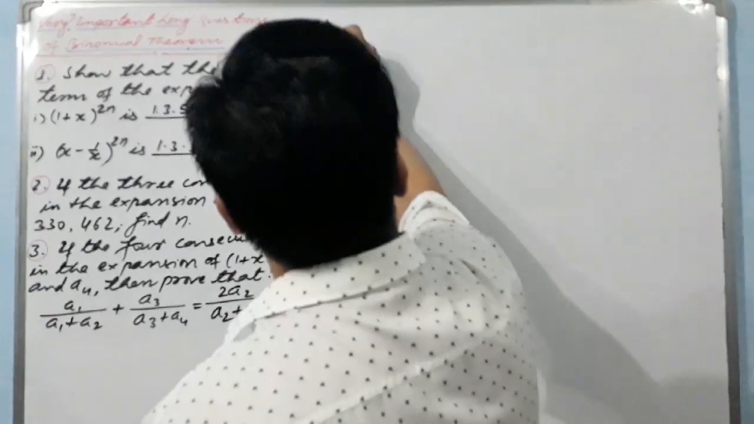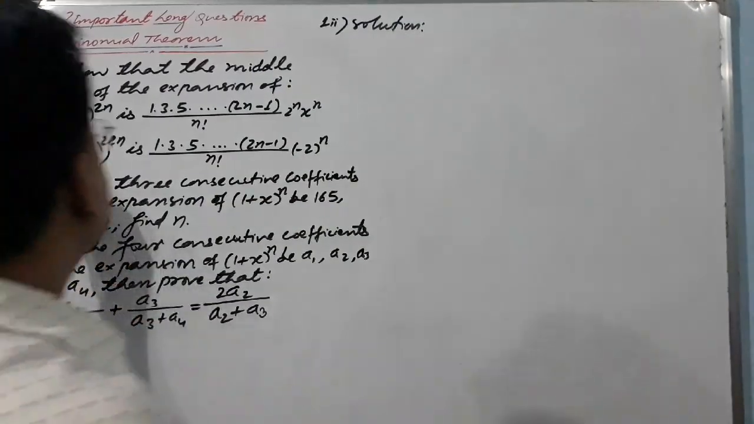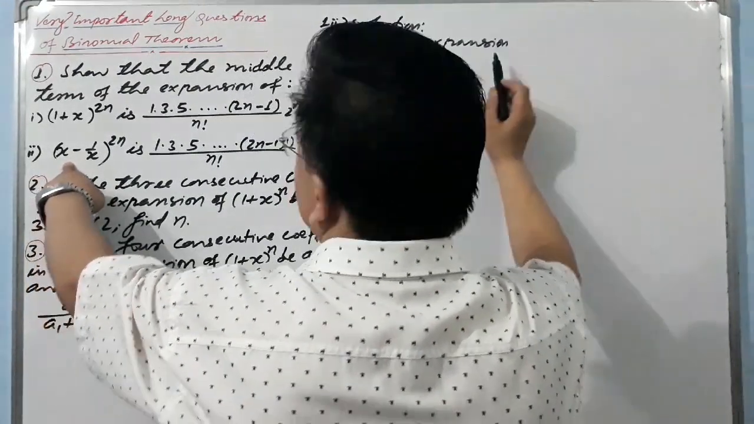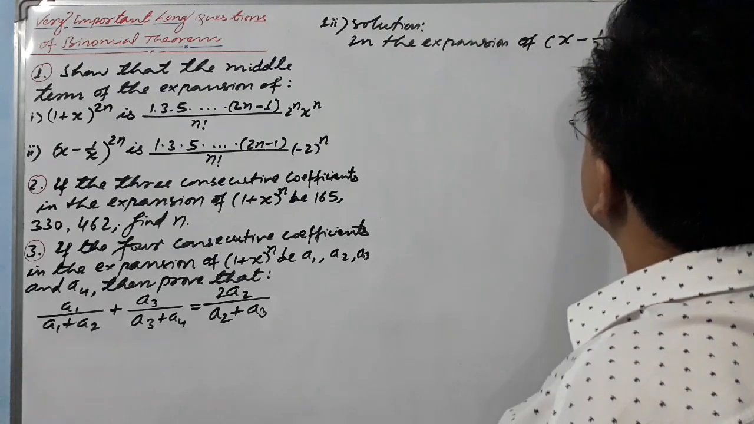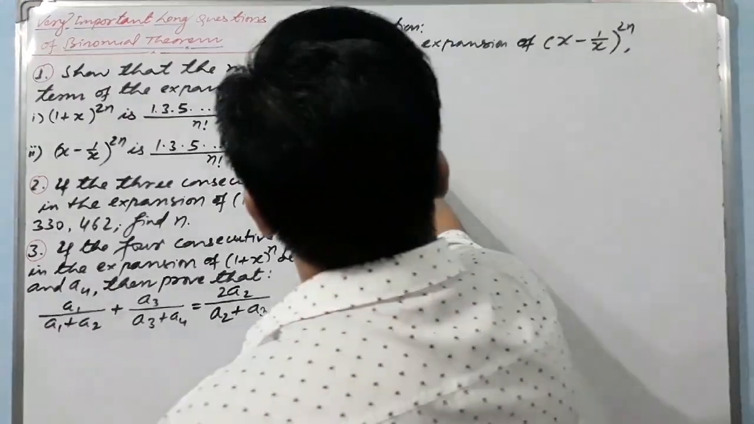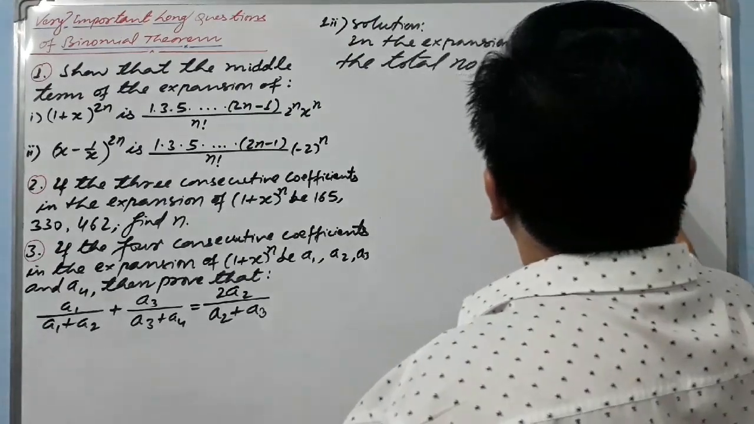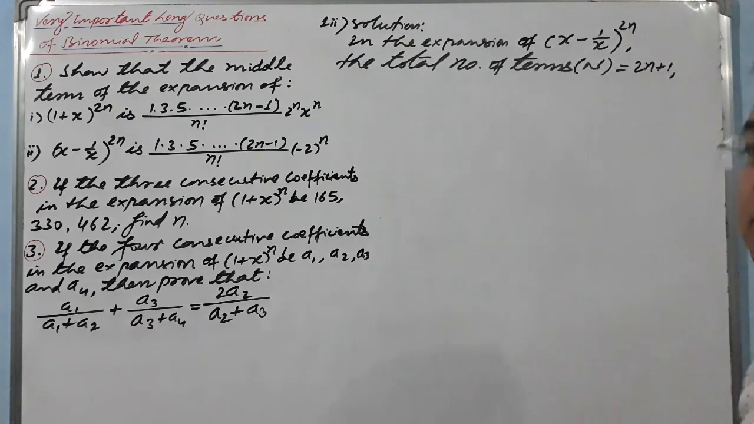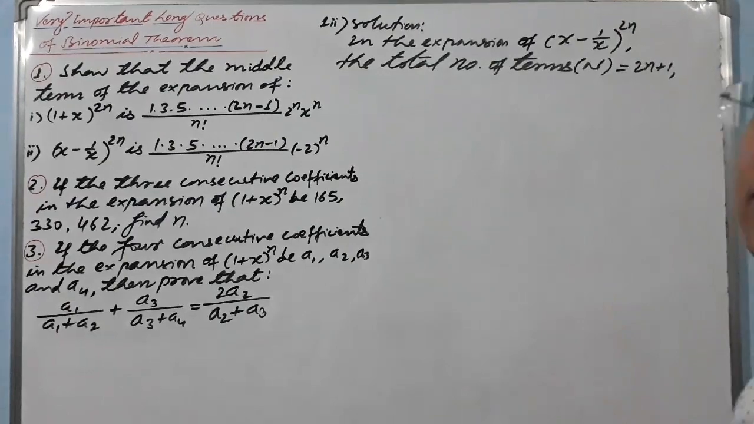Let's move into the second part of the first question. Solution. In the expansion of, here also we need to find out the middle term. In the expansion of x minus 1 upon x raised to power 2n, the total number of terms. Total number of terms is equal to, because here 2n, so 2n plus 1. To find out the total number of terms, we do n plus 1, power of binomial plus 1.